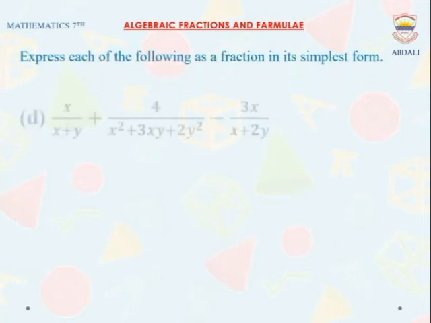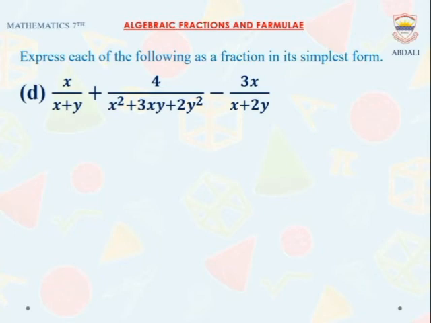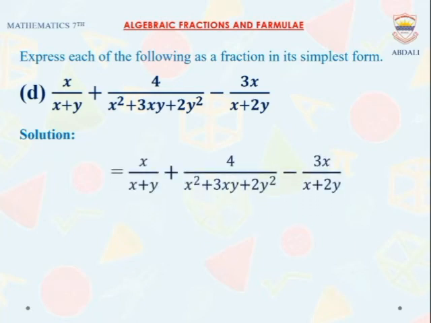So the next question is x by x plus y plus 4 by x square plus 3xy plus 2y square minus 3x by x plus 2y. So let's start our solution. Firstly, we have to rewrite our question as it is. And after that, we see that we have to make the fractions like fractions, so we have to make their denominators the same.